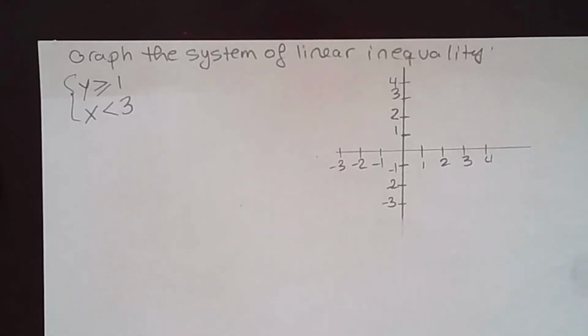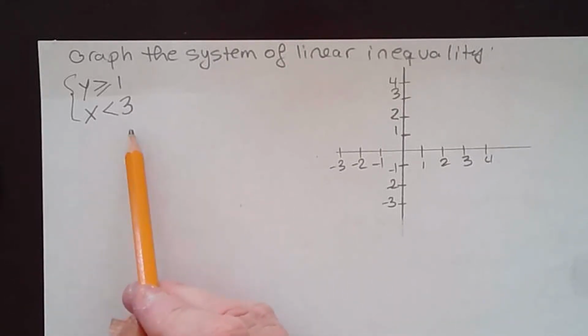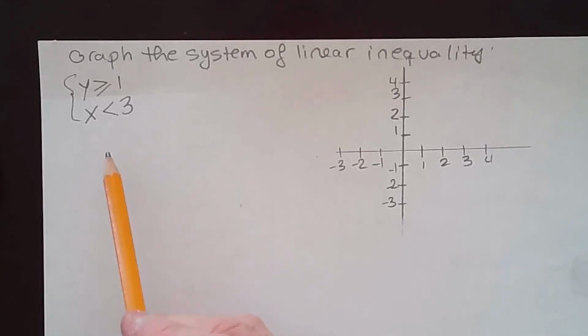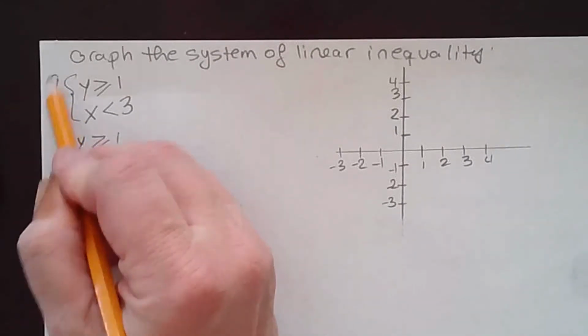Graph the system of linear inequality. So I have y greater or equal to 1 and x less than 3. So let's graph each one separately. So you have y greater or equal to 1. That's my first inequality.